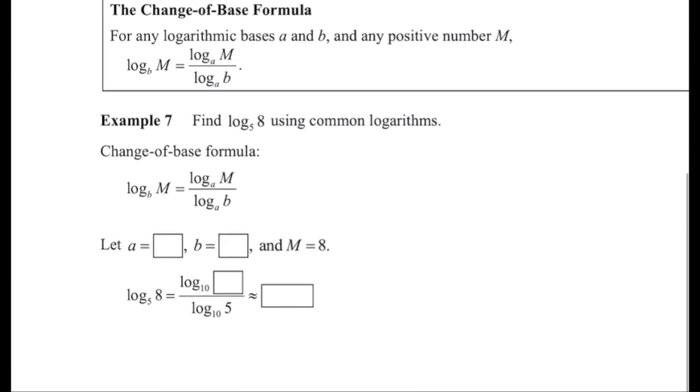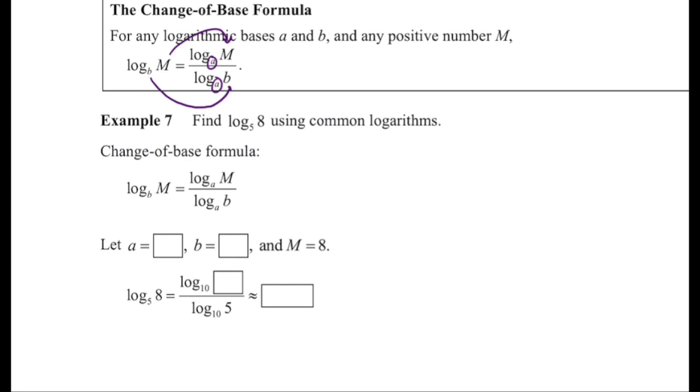Sometimes it's important that we need to change the base. So if we want to change the base from 5 to 10, so from 5 to the common logarithm, this is how we do it. For any logarithmic bases, a and b, and any positive number m, we can use the change of base formula. So log base b of m is equal to log of m over log of b, where a is the base we want. And notice that m goes here and b goes here. a is the base we want.